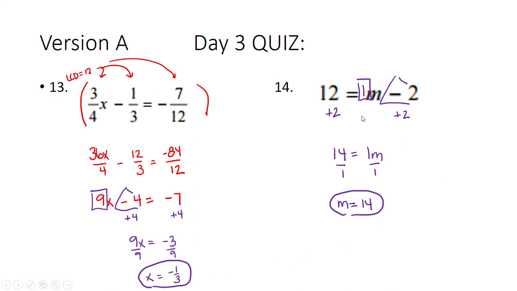And last question, I would want to put a 1 in front of m, add 2 to both sides because it's my triangle. 14 equals 1m. I can move the m over to the left how I like it. And m is equal to 14.